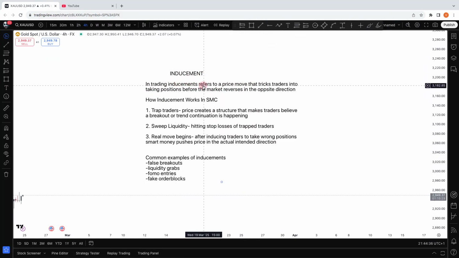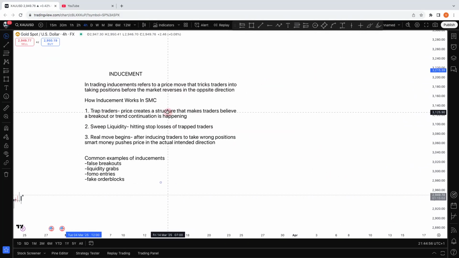In trading, inducement refers to a price move that tricks traders into taking positions before the market reverses in the opposite direction, right? So it's a trap set by the smart money to get a lot of people in the trade, or to get a lot of people taking the wrong position before eventually using them as liquidity, right? So we refer to them as inducement.